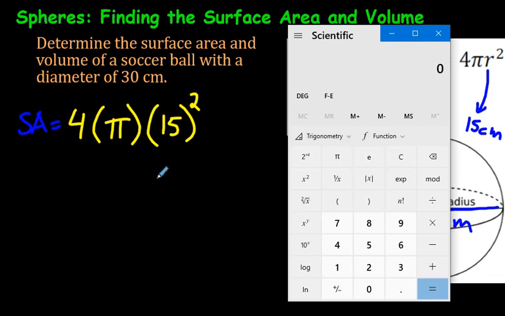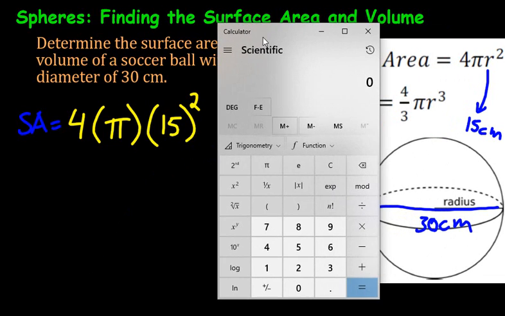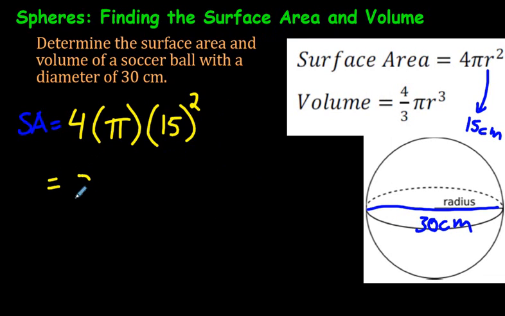So we're going to bring up the old calculator from Windows here, because I have a Windows computer. For those of you with Mac, I'm sure they have calculators as well. And we're going to multiply this out. Let's multiply 4 times 3.14 times 15. I'm just going to hit the squared button here. And the answer is 2826. So the surface area is 2,826 centimeters.